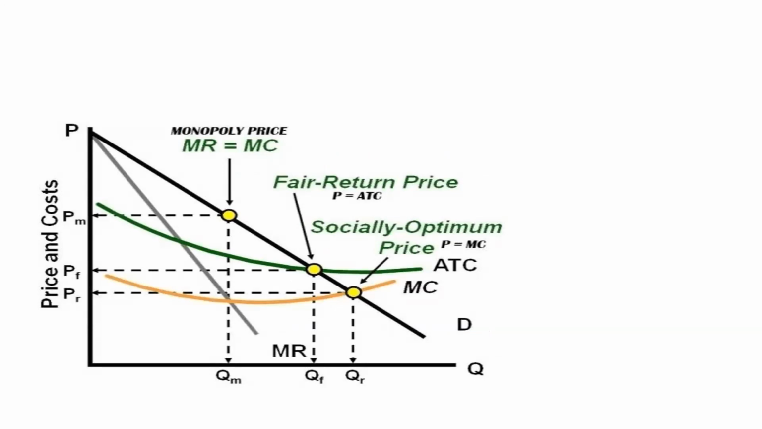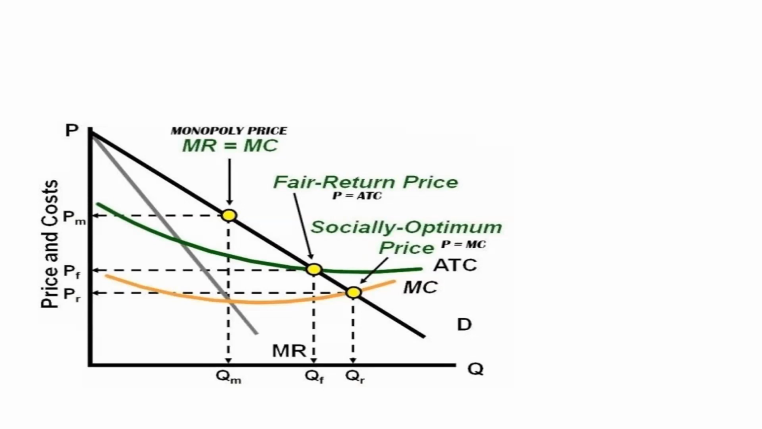All right. Downward sloping ATC. If ATC is downward sloping, MC has to be below it. Where ATC crosses demand, that's fair return. Notice it's fair return price. So I go where ATC crosses demand, that's my price. Zero economic profits. Why? Because my PF times QF would be my total revenue, and PF times QF would be my total cost. So that's going to be zero.